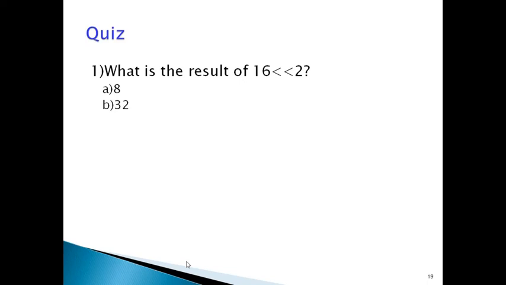Now we will see some questions related to this topic. What is the result of 16 left shift 2? Can you guess the answer? A 8, B 32, C 64.